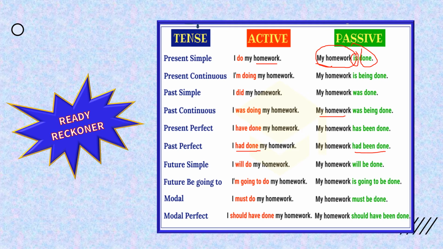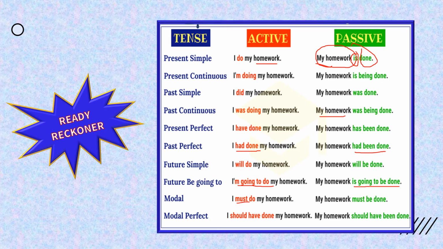Similarly, future: I am going to do my homework. My homework is going to be done. So instead of do and going, we can change any verb here, and the tense will change in a similar manner. Then we have modals over here.